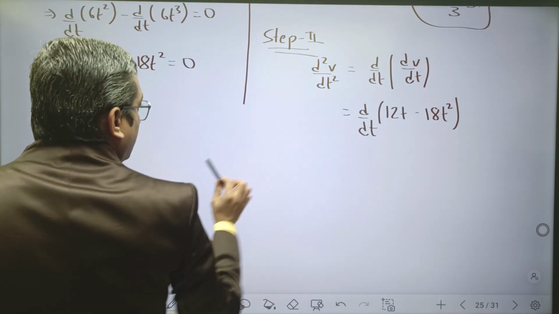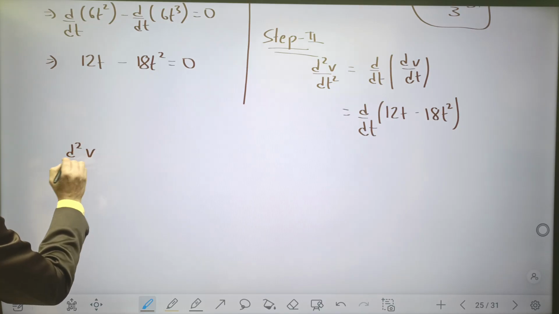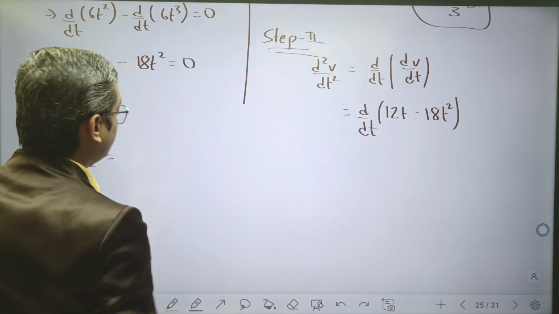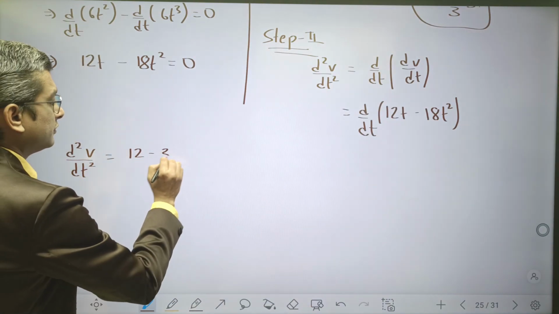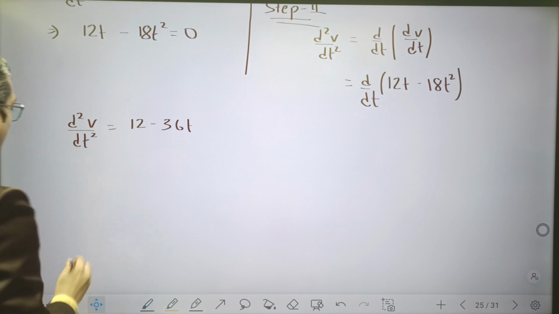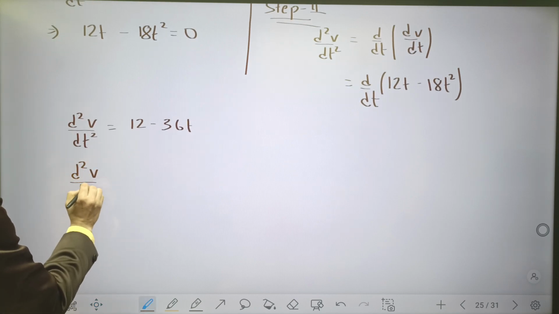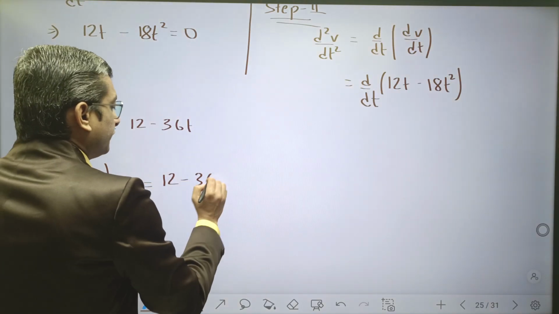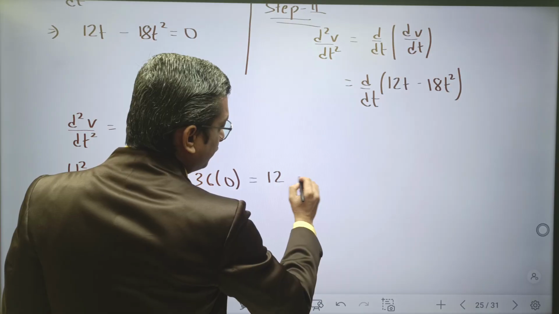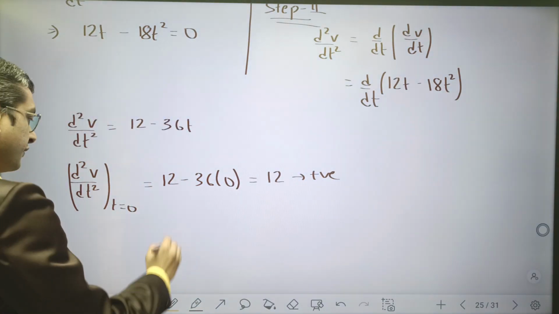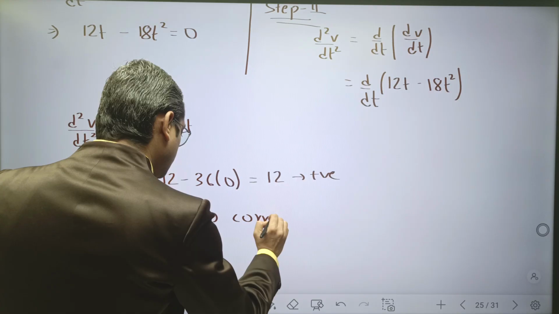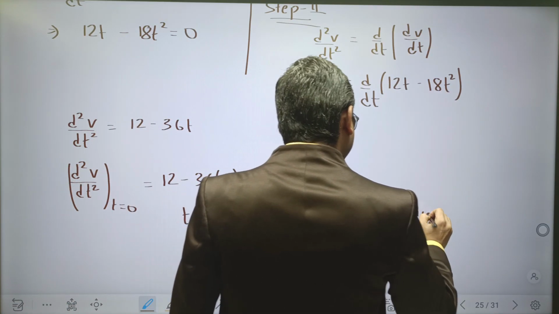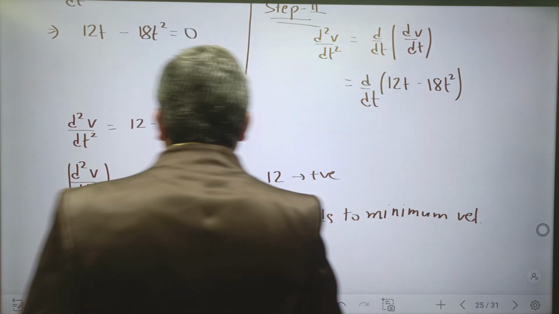So d square v by dt square is equal to d by dt of 12t minus 18t square. So this will be 12 minus 36t. Now we have to check the value of d square v by dt square for t is equal to 0. So this will be 12 minus 36 into 0. So this is 12. So this value is positive, and therefore t is equal to 0 corresponds to minimum value of velocity, isn't it? So at t is equal to 0, velocity is minimum.